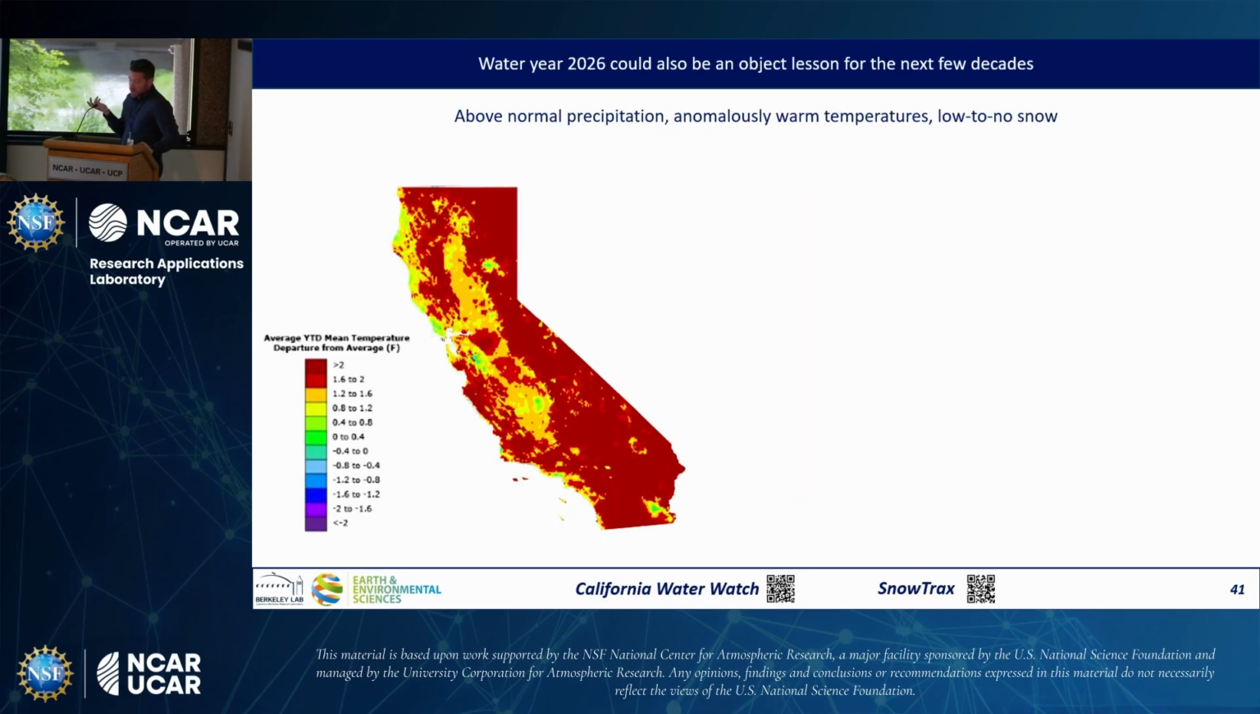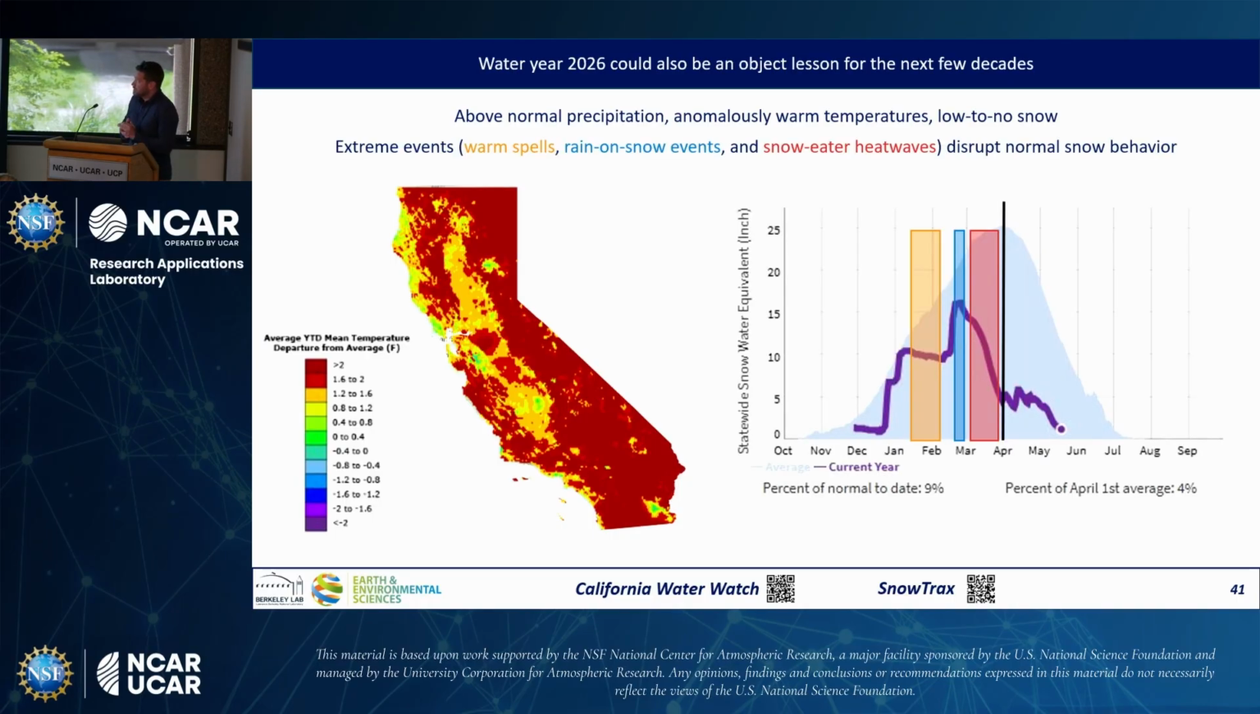So again, water year 2026, kind of like the storylines of 1983 and 1997, could be an object lesson for the next few decades. These are plots of California temperature, where we're receiving near normal precipitation but highly anomalously warm temperatures, especially throughout the Sierra Nevada and mountainous portions where we build snowpack. So we had low to no snow as a result. And then these extreme events played out, maybe in a different sequence than happened previously in, say, 1983 or 1997.